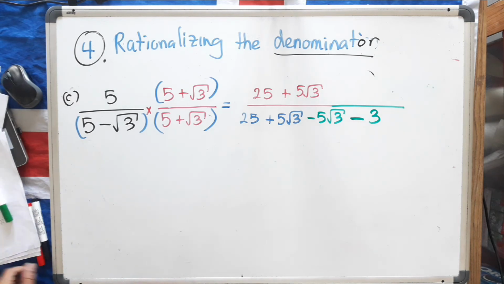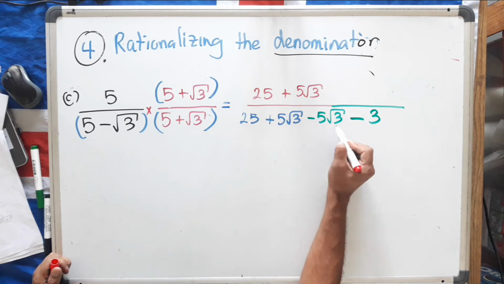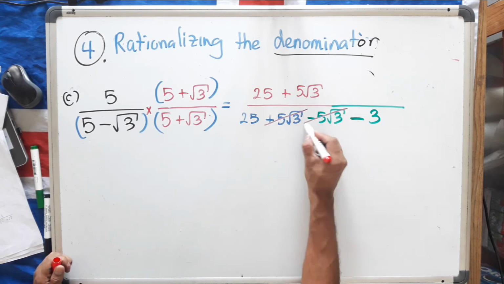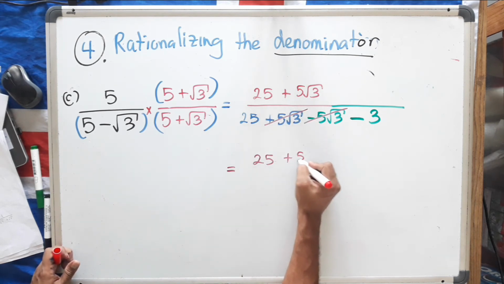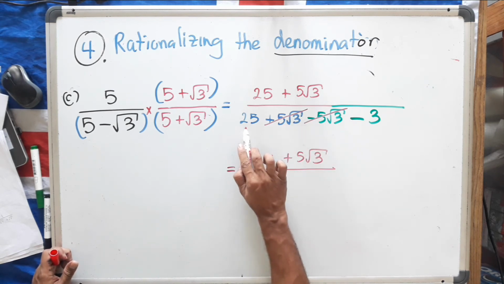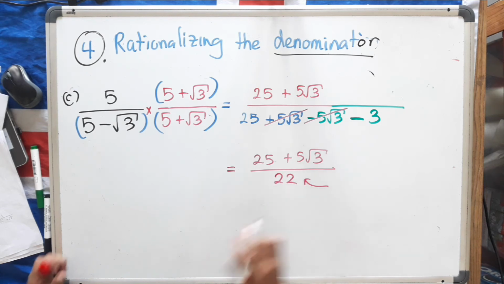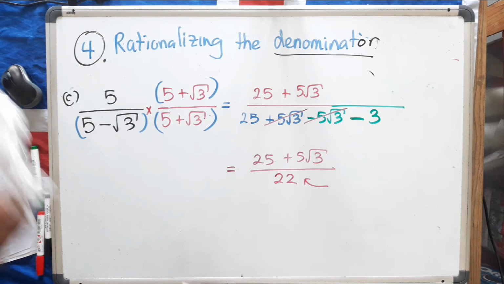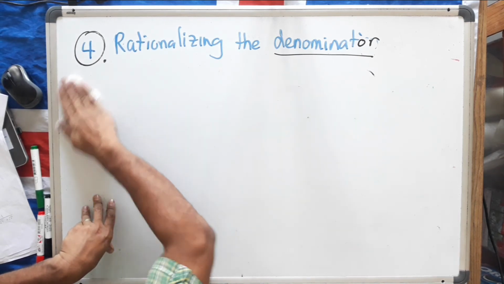You will notice what will happen in the underneath. Here you have a positive 5 square root of 3, and here you have a negative 5 square root of 3. They will cancel out each other. So on top, we end up with 25 plus 5 the square root of 3. This disappears, and now we have 25 minus 3, which is 22. You notice the underneath is a nice number now. It's no longer an irrational number. All right, so I really hope that you understood this example. Let's try one more. All right, D.